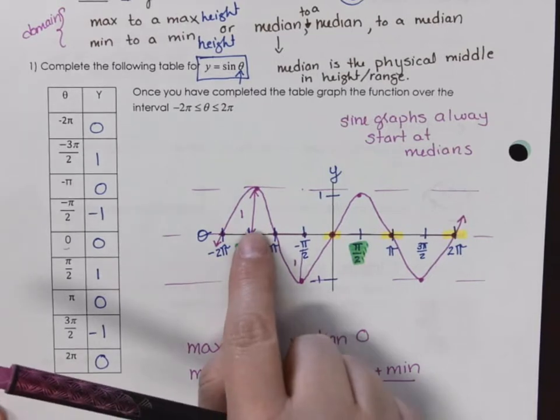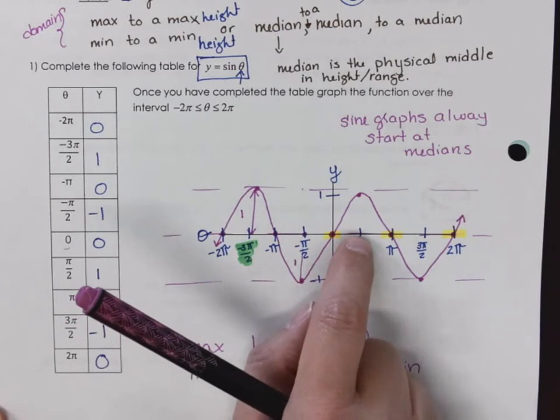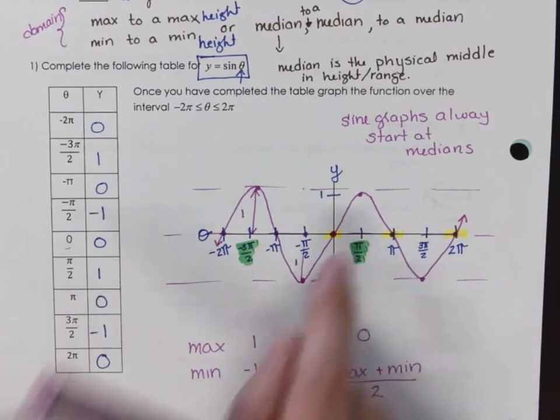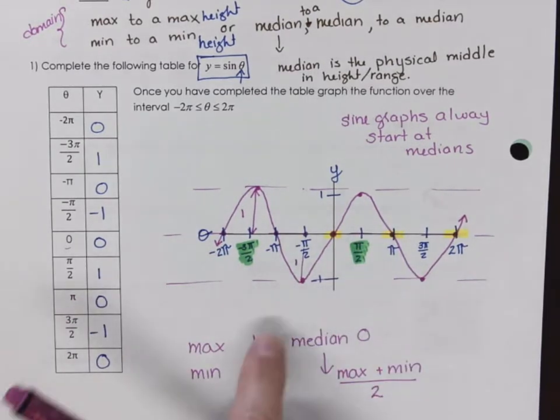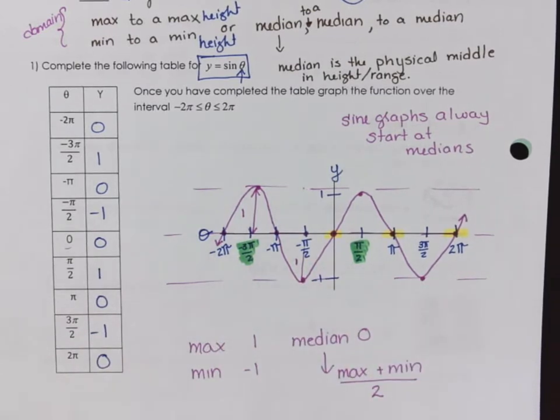Because here you would have traveled 3 pi over 2 plus another half of a pi, which would be 4 pi over 2, and that is 2 pi. You could go from a minimum to a minimum. Same deal, this is 2 pi. So it doesn't matter where you measure it because it's symmetrical, you're still going to get the same period of 2 pi.